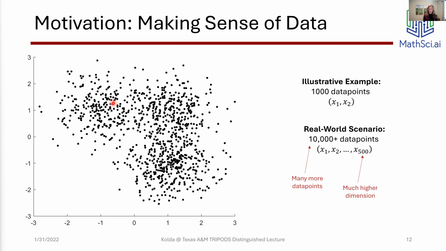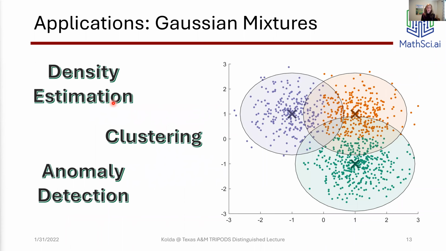Here I just say arbitrarily 500. If you think of many types of feature vectors, they are quite long. So our big interest is in much bigger problems. And then Gaussian mixtures appear basically everywhere.